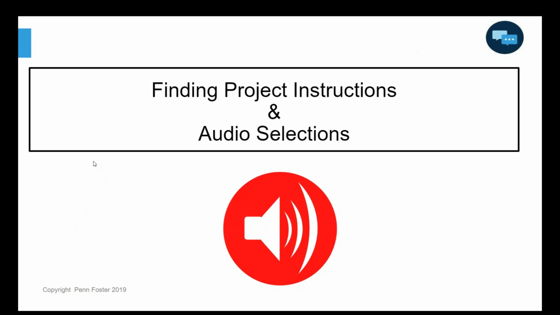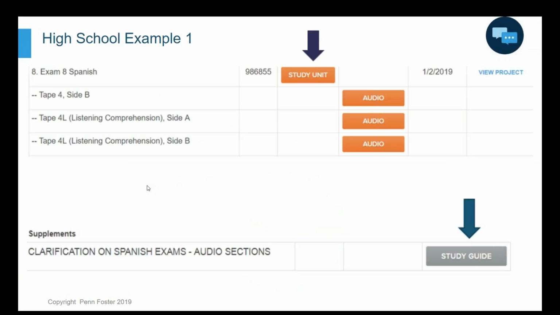In the next section of the webinar, we are going to talk about where to find project instructions and audio selections within your portal. And things look different depending on when you enrolled. So we're going to show you some screenshots here. In this first example, this is for students that may have enrolled a little bit earlier into our high school program. The first thing you see is we're working on Exam 8 Spanish, and we have a study unit. And the study unit is where all of the learning material will be for that lesson.